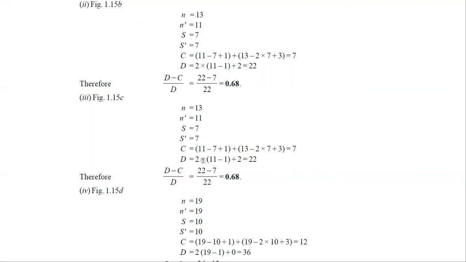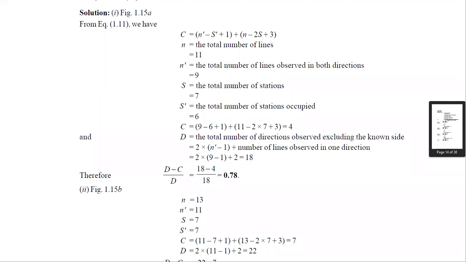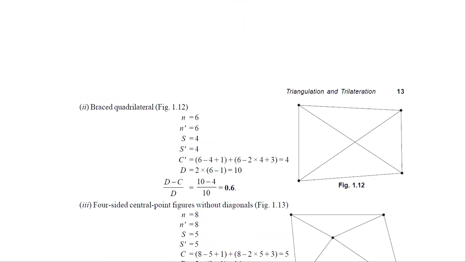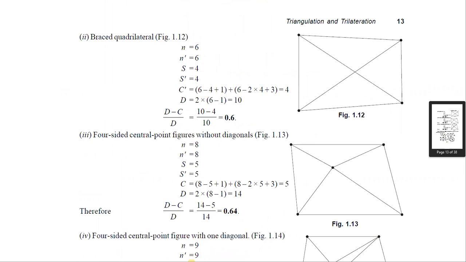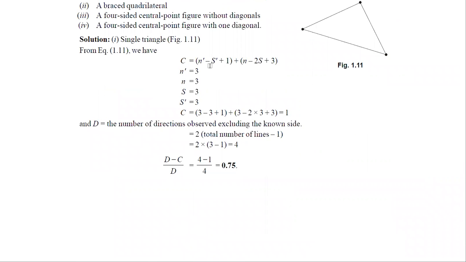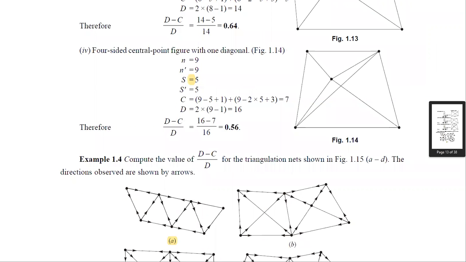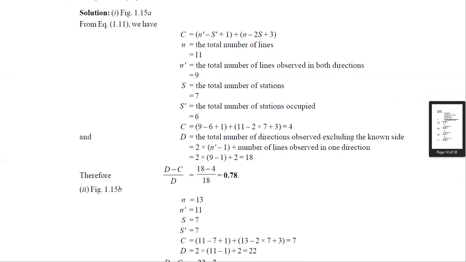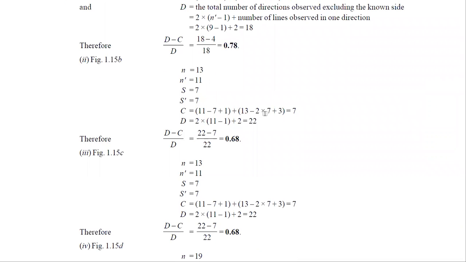This equation is the same one that we have been using in all questions. Same equation everywhere we are using, and we are just putting the values. Substituting the values of N dash, S dash, and S in the equation, so we'll get 7 here.